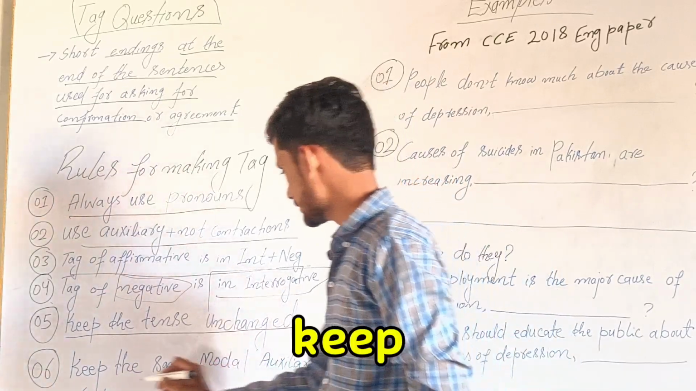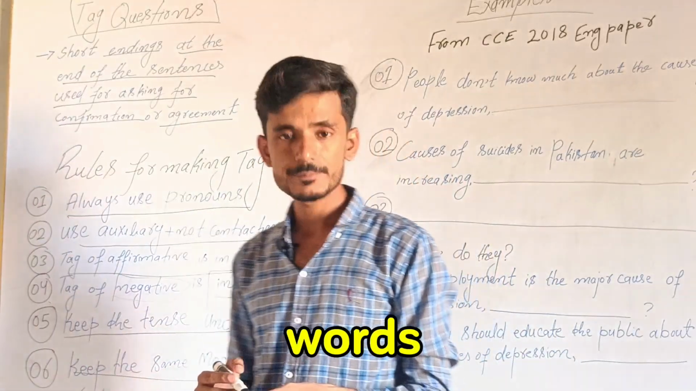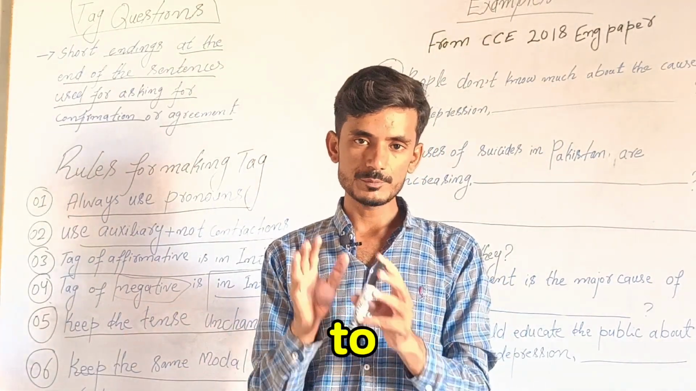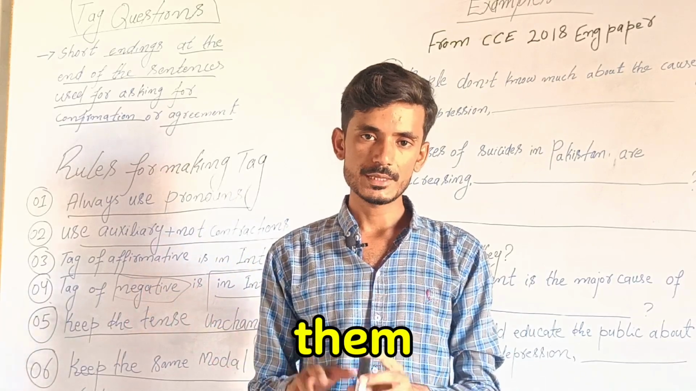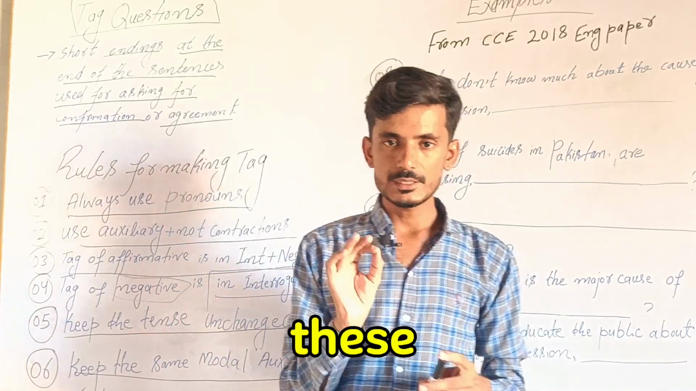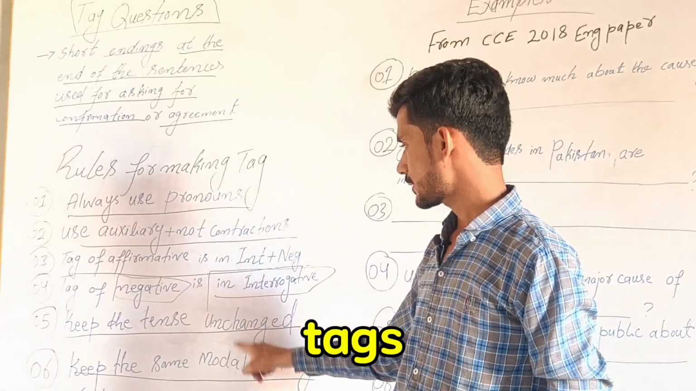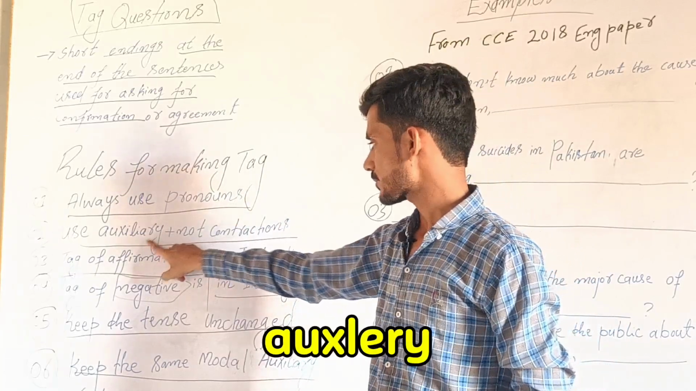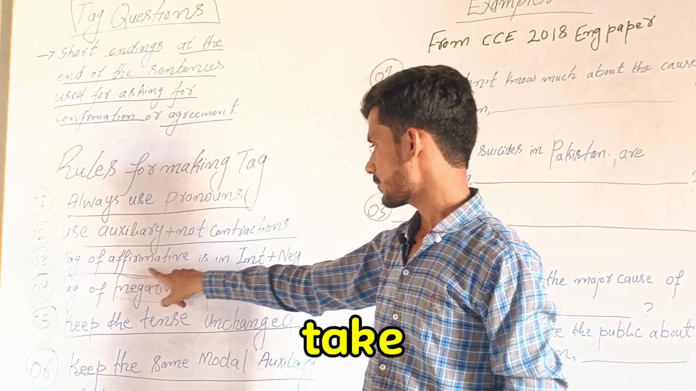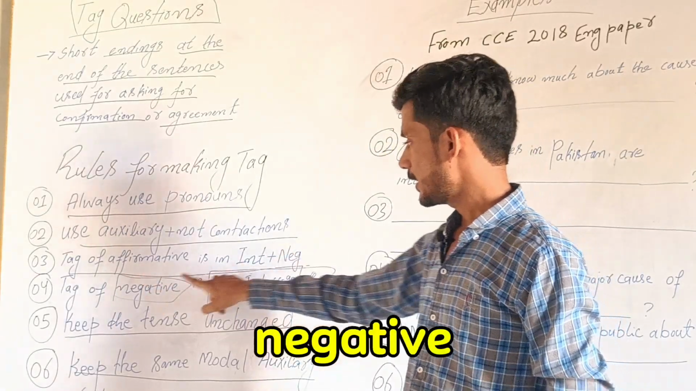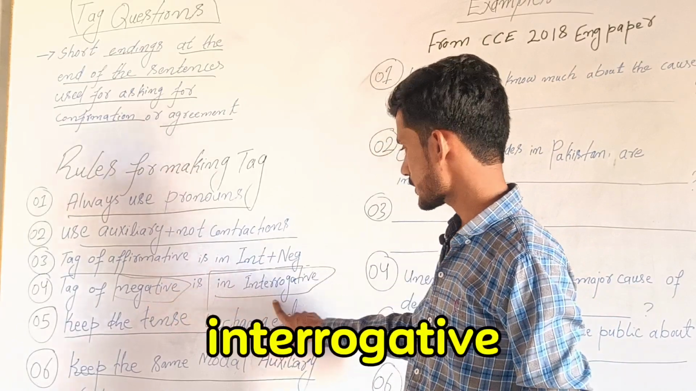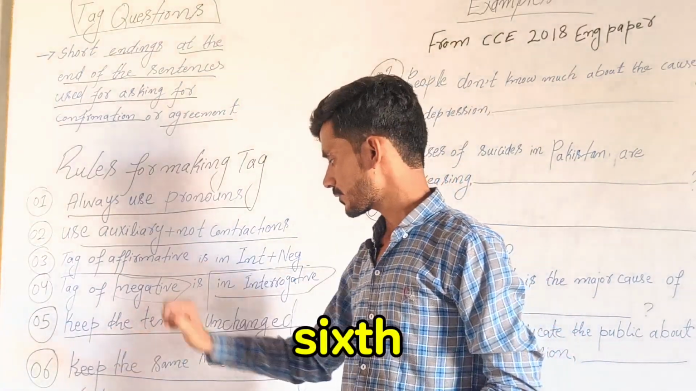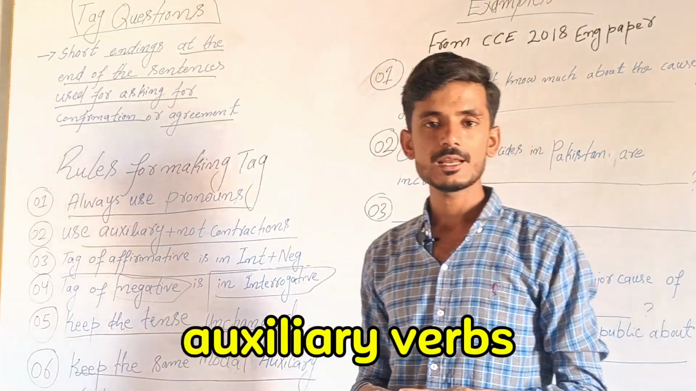Similarly, keep the same modal auxiliary verbs. Sometimes we have modal auxiliary verbs used in the sentences. We also have to keep them the same in the tag questions. We don't have to change them. We have to keep them the same, but with these, we have to follow these rules for making the tags. These rules were: the first rule said always use pronouns. The second said use contractions, auxiliary plus not contractions. Third says the tag of an affirmative sentence is interrogative plus negative. Fourth rule said the tag of a negative is interrogative. The fifth rule says keep the tense unchanged. Sixth rule says keep the same modal auxiliary verbs.